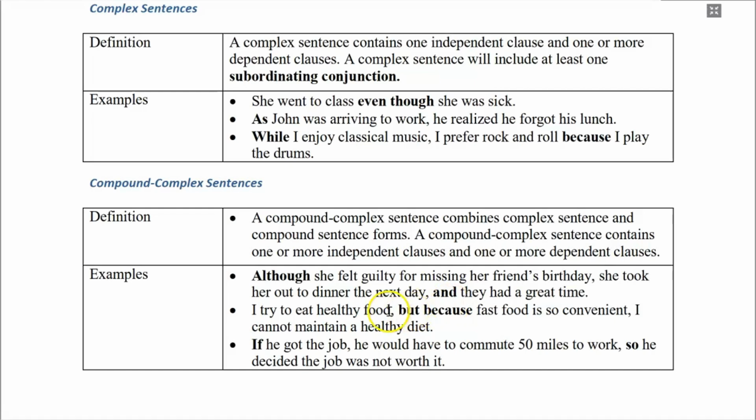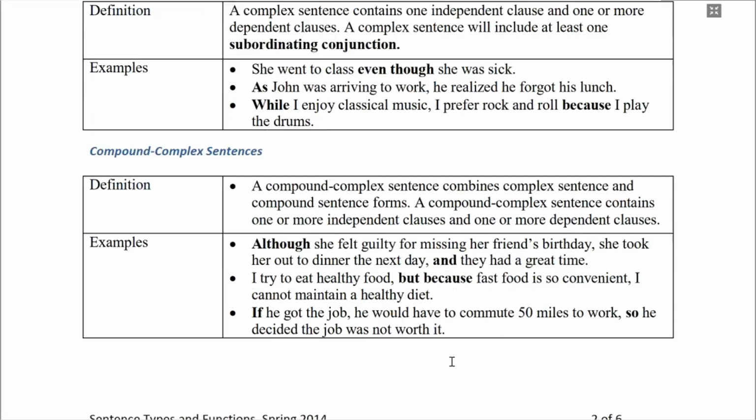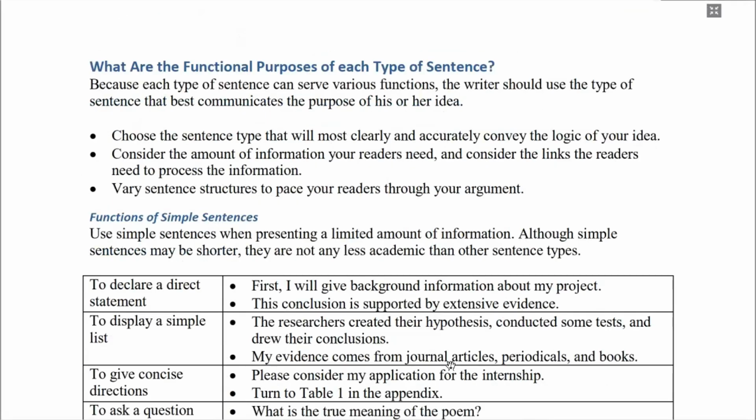I tried to eat healthy food. That's the main clause there. But because fast food is so convenient, I cannot maintain a healthy diet. If he got the job, that's a dependent clause. He would have to commute 50 miles to work. So he decided the job was not worth it. So you just have to practice and ask yourself the kind of sentence that will communicate the idea that you want to pass across.